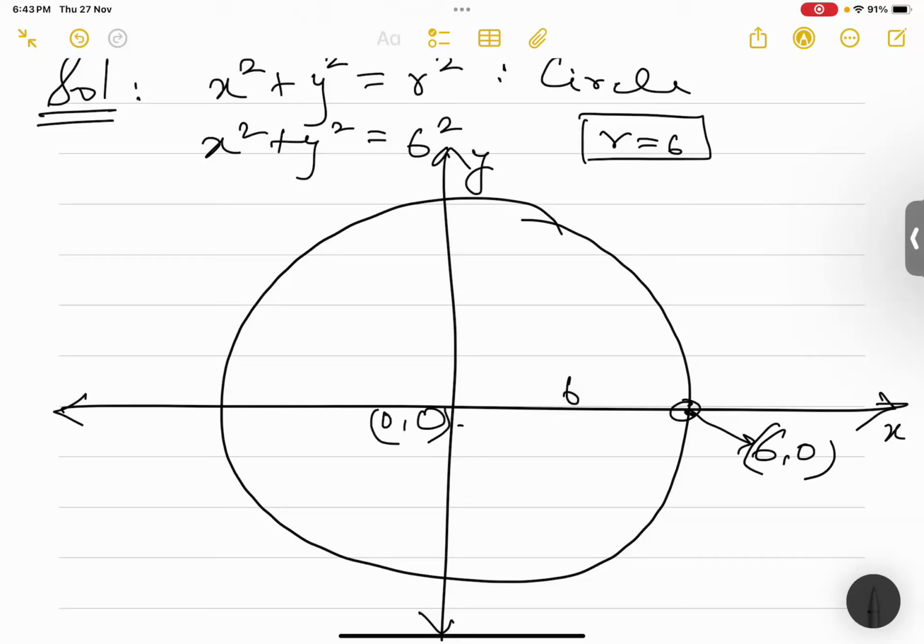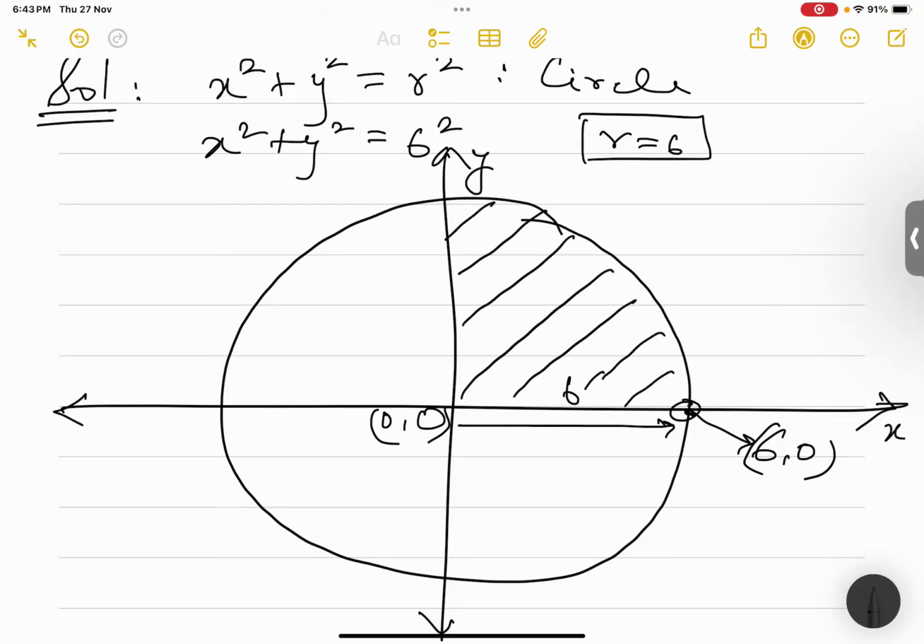So we are moving from here to here. Draw the diagram big and in the similar way and shade this part.